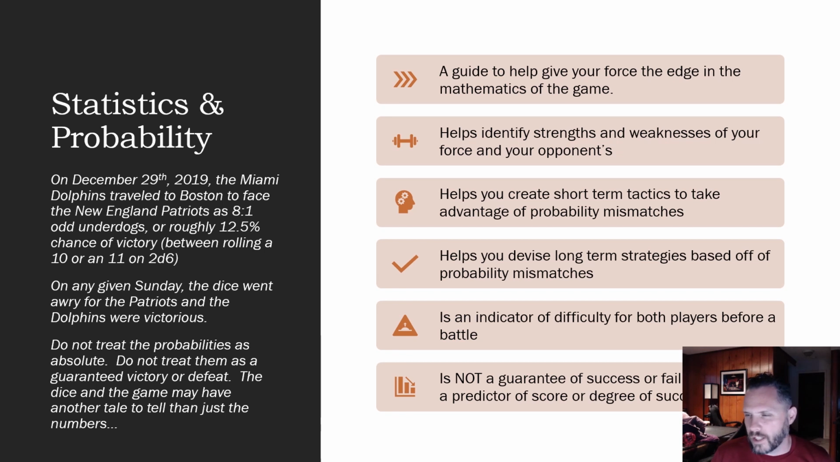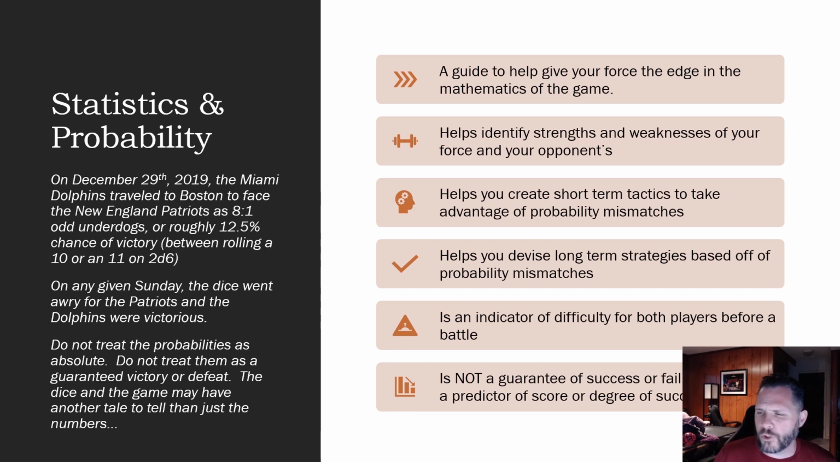Number one, it's a guide to help give your force the edge in the mathematics of the game. If I know what the statistics are of my units in terms of probability and you don't, I have an advantage in the game because I know where to match my units up and you won't. Number two, it helps identify the strengths and weaknesses of your force and your opponent. If I know all the scores of my units, I know who's strong and who's weak, and I know how to circumvent that. And if you don't know those things, you're going to be at a mismatch nearly every time, and that can be frustrating.